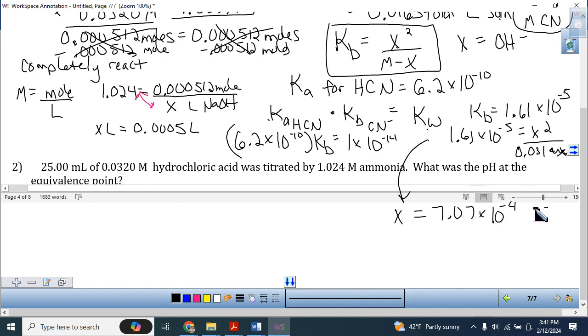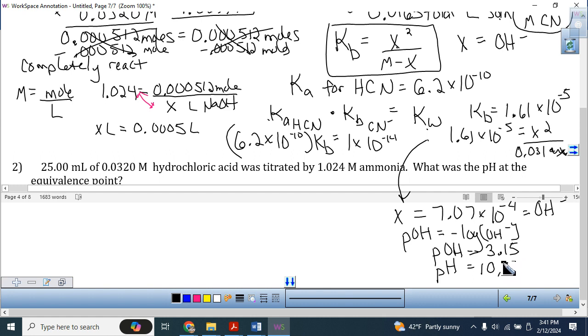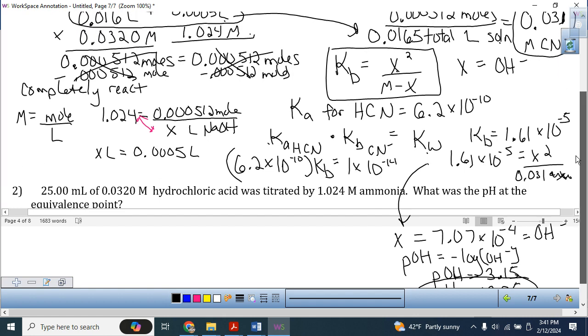X, because this is a base, is my OH minus. And so my pOH is the negative log of my OH minus. And so my pOH is the negative log of 7.07 times 10 to the negative 4. My pOH is 3.15. pH and pOH add up to equal 14. So 14 minus 3.15 gives me a pH of 10.85. Really long problem.